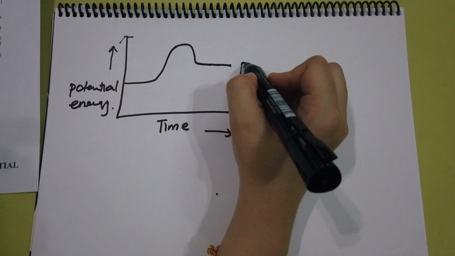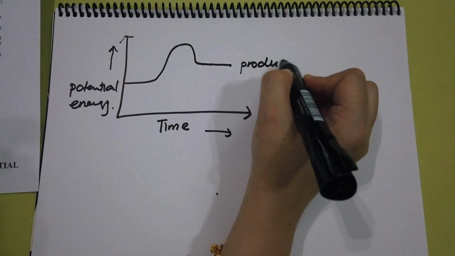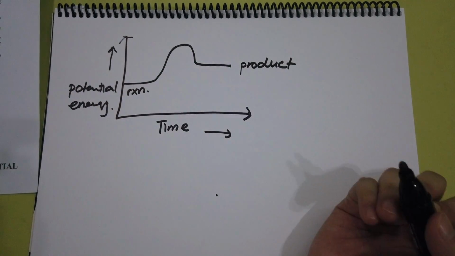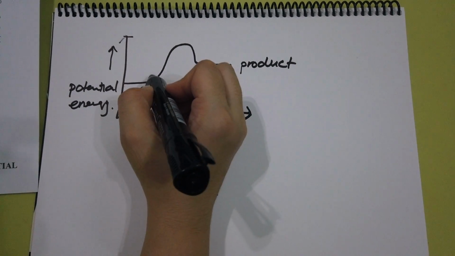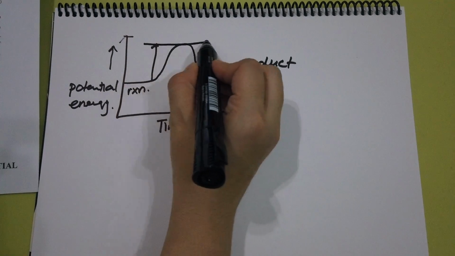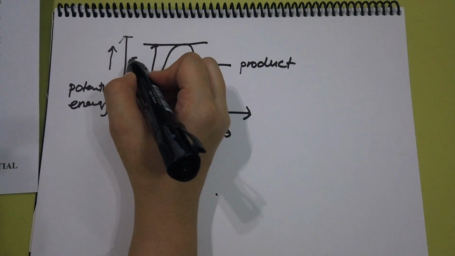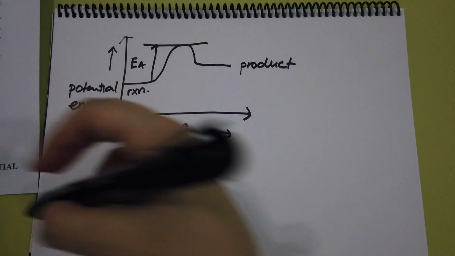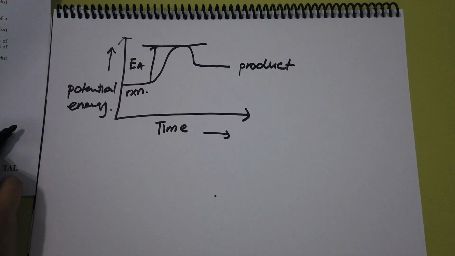So actually this will be your product and this will be your reactant. So from here to here is your activation energy. So what happens when you add a catalyst?